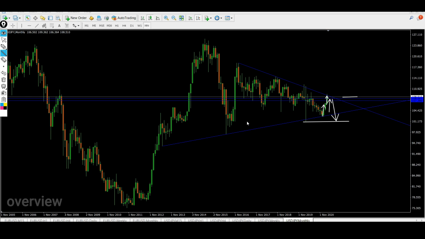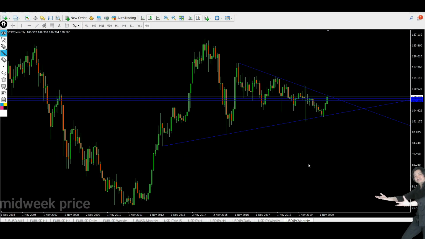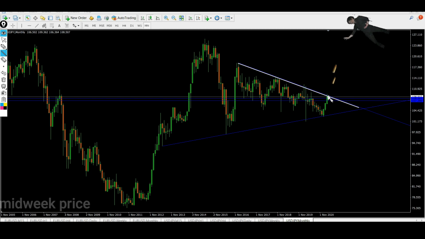Alright, so let's go to midweek price. Okay, we'll stay on this monthly chart. So this trend line from this pivot to this pivot right here, we wanted price to respect this trend line with compact price action. Now this compact price action can be on the daily or 4-hour charts. However, it must be on this monthly trend line.